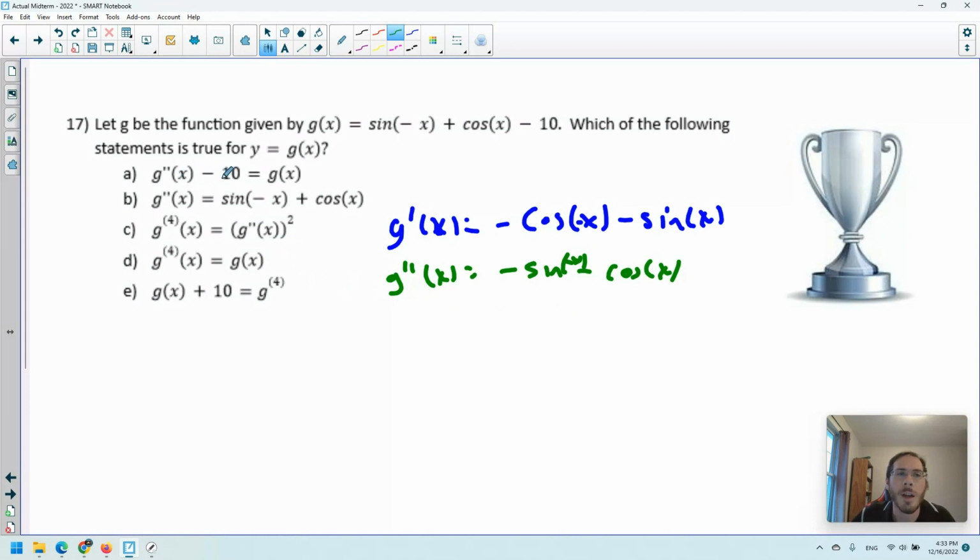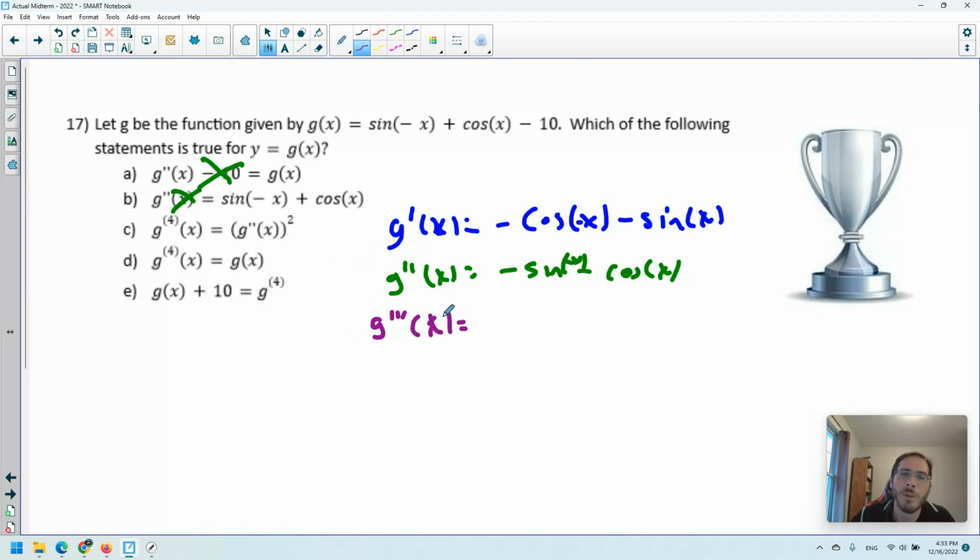So g double prime minus 10 is equal to g of x. That's not true because we see we've got no negative. Here we've got the negative, so that's out. G double prime is equal to sine of negative x plus cosine of x. That's not true because that's not what we got. So we'll move on. We have to get the third derivative.